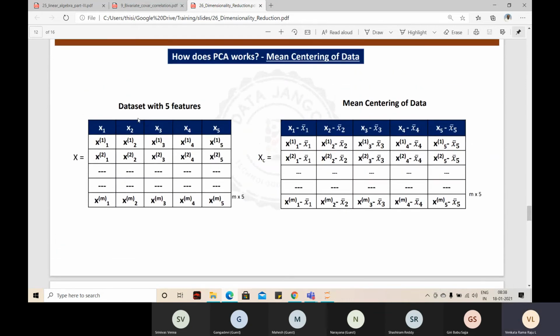See this here? This is the original data: X1, X2, X3, X4, X5. In the diagram, I am showing only X1, X2. In this matrix, I am showing 5 variables. This is mean centering: X1 minus X1 bar, X2 minus X2 bar, X3 minus X3 bar, X5 minus X5 bar. Right? Got it?